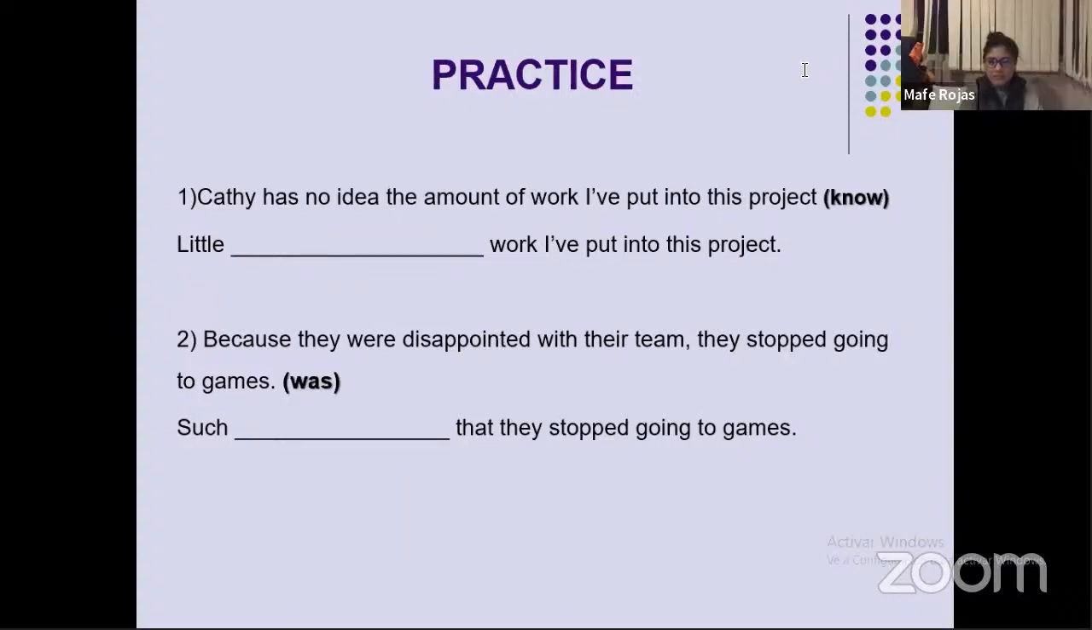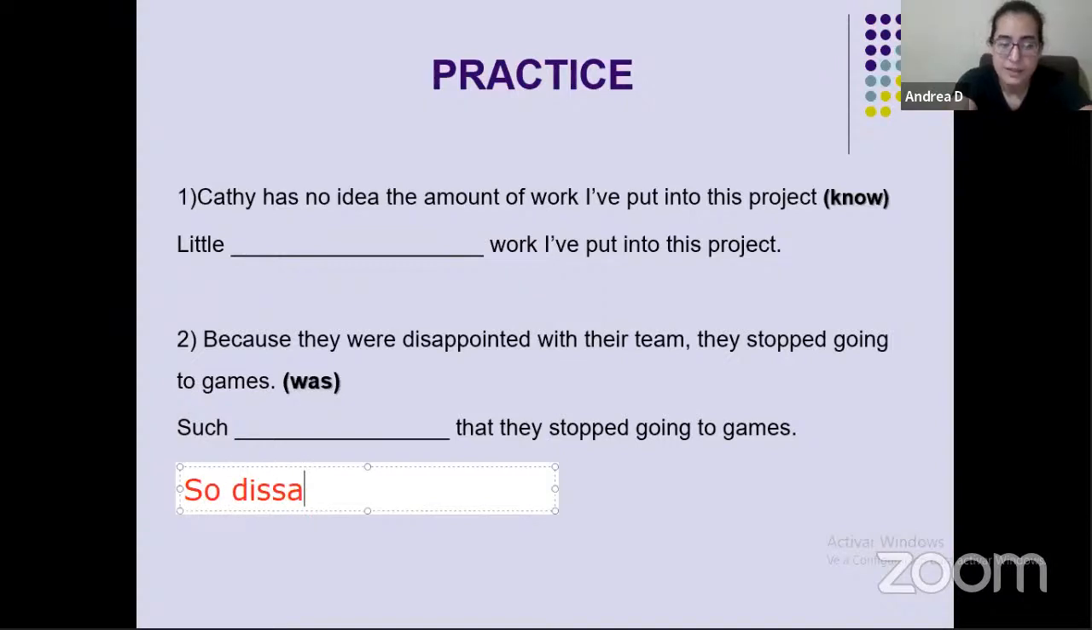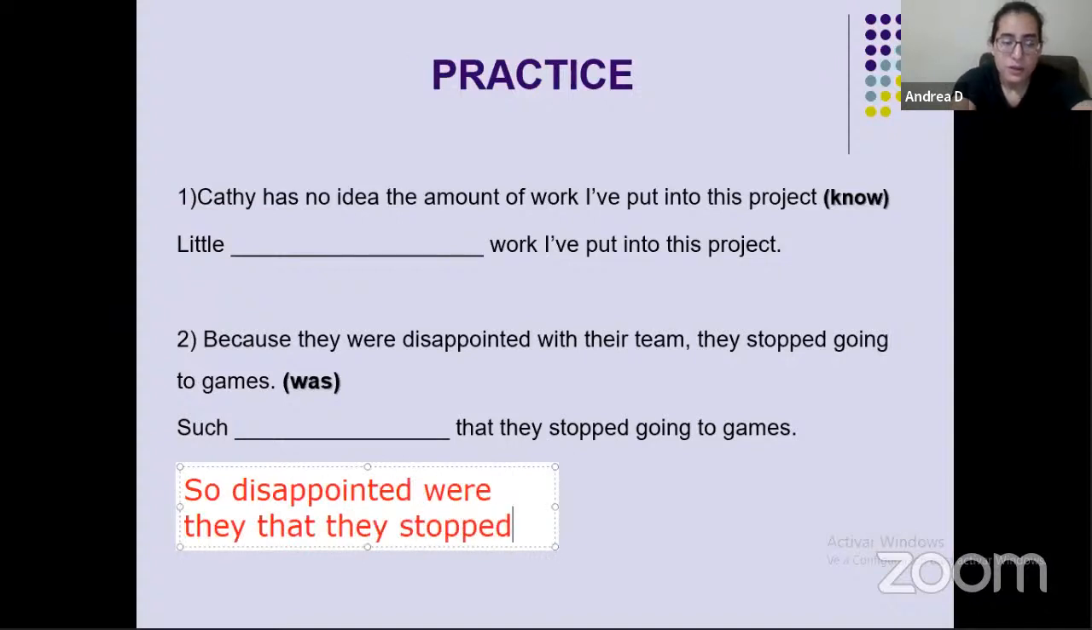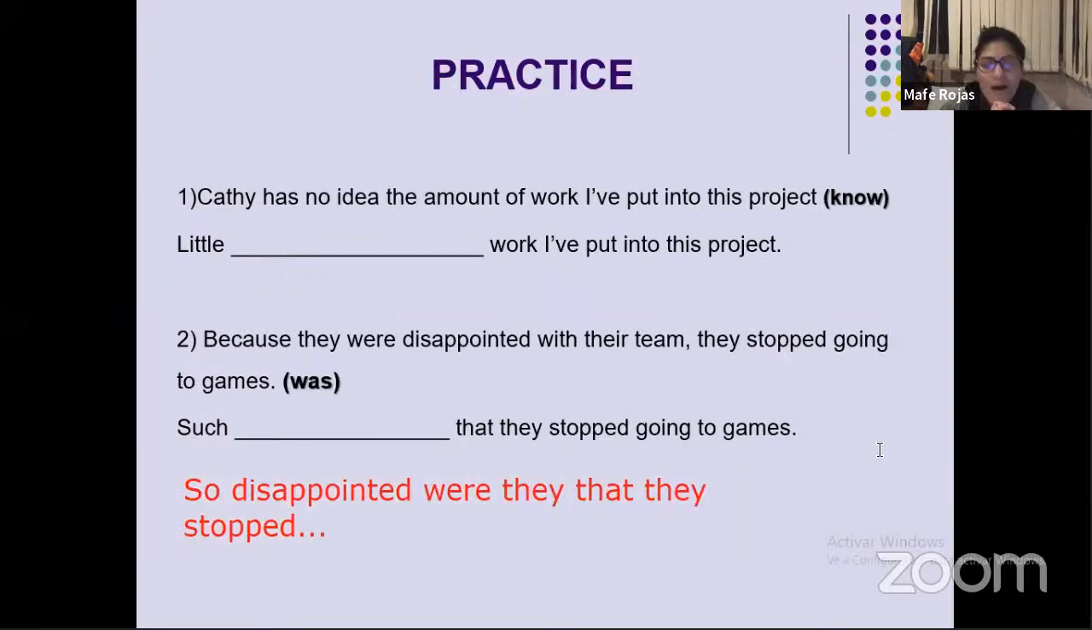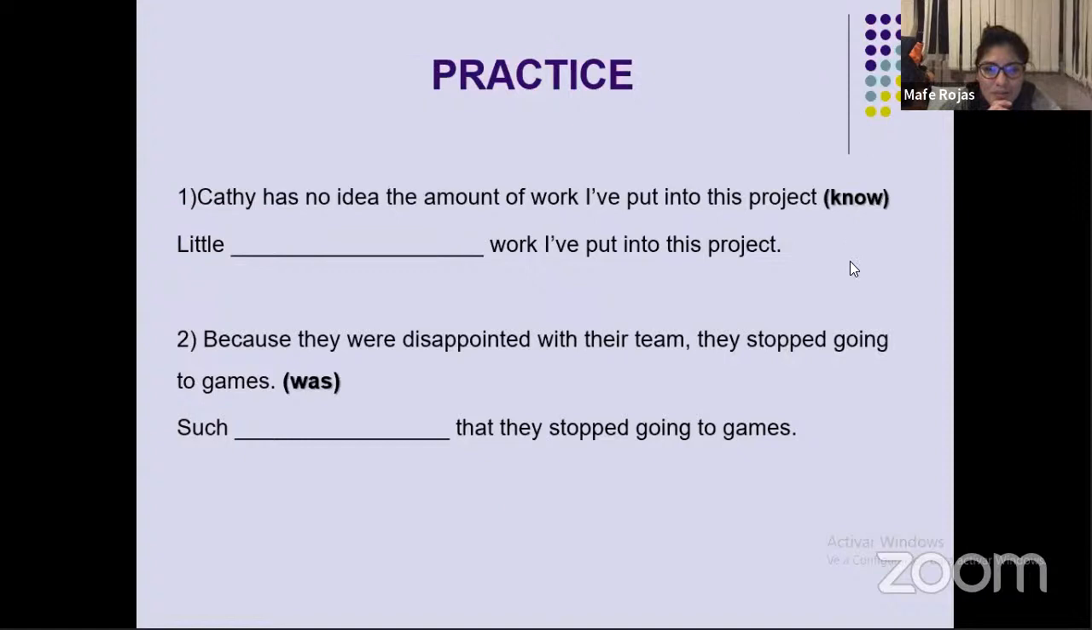Or you could also say, wow, this is hard. You could also do this, right? So disappointed were they. Oh yeah, it sounds better, I think. So disappointed were they that they stopped going to games. Yeah, it's much better.